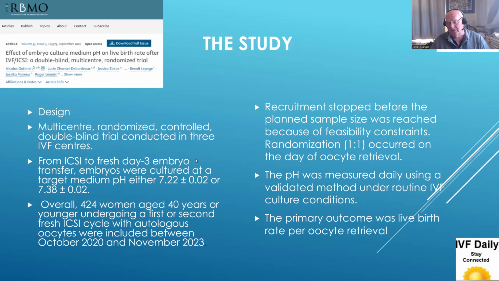This is the stage when the embryo is most vulnerable and has nothing to do with looking at the pH of a blastocyst, which is thought to be far more acidic, roughly 7.2, whatever. Overall, 420 women aged 40 or less undergoing their first or second fresh ICSI cycles with their own eggs were recruited. However, disappointingly, the recruitment stopped before the planned sample size was reached because of feasibility constraints. However, the one-to-one randomization occurred right from the start. The pH was measured daily using a validated method under routine IVF culture conditions, and the primary outcome was live birth rates per oocyte pickup.